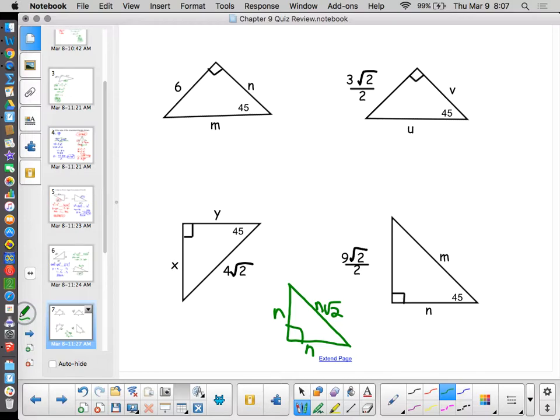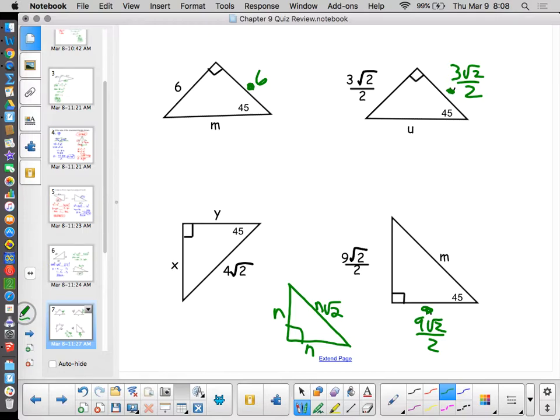So, if I give you one leg, the other leg should be like a freebie, right? Whatever one leg is in a 45, 45, 90, the other one has to be the same. It's isosceles. 2 angles are the same. 2 sides have to be the same. So clearly, without even having to know the pattern, this is going to be 6. And this v here has to be 3 root 2 over 2. And this n has to be 9 root 2 over 2. Marvelous, okay? So there's no work required for those at all.